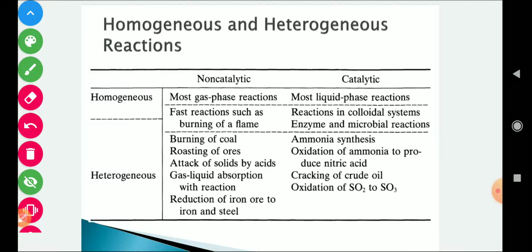The examples of non-catalytic heterogeneous reactions are burning of coal, roasting of ore, attack of solid by acids, gas liquid absorption with reaction, reduction of iron ore to iron and steel. And the examples of catalytic heterogeneous reactions are ammonia synthesis, oxidation of ammonia to produce nitric acid, cracking of crude oil, oxidation of sulfur dioxide to sulfur trioxide.